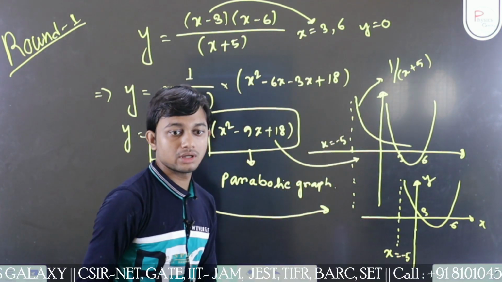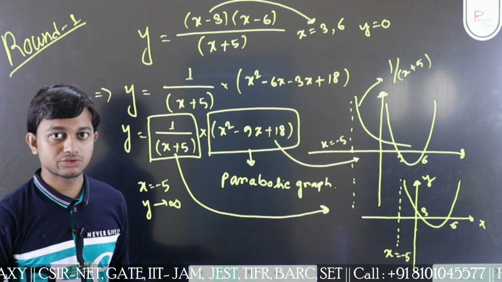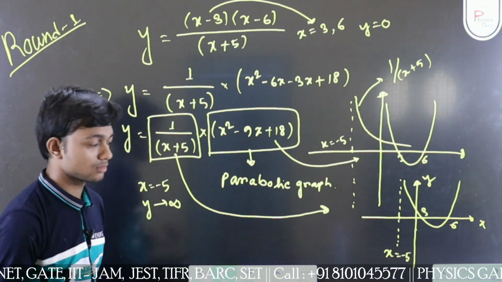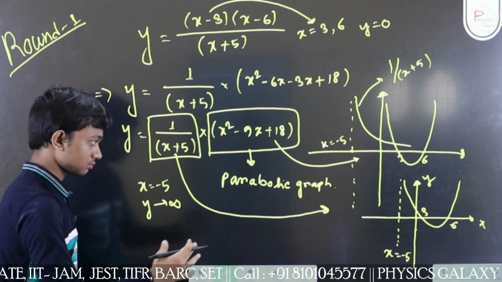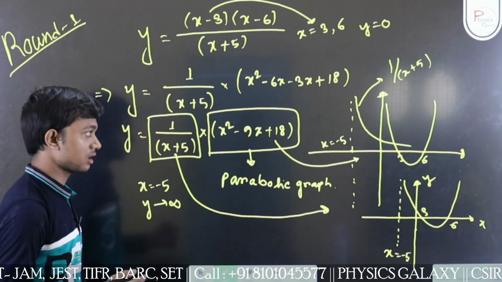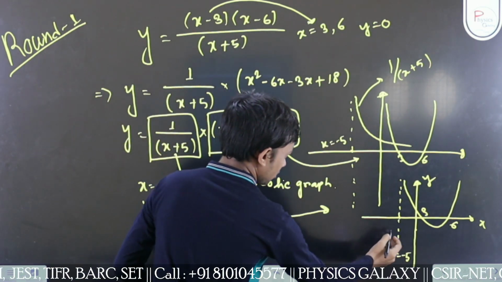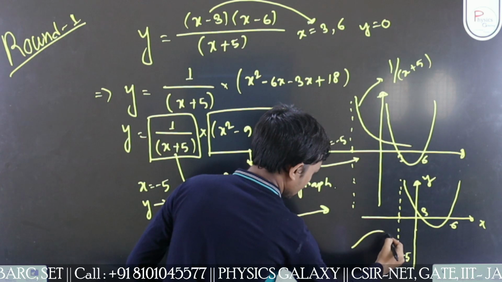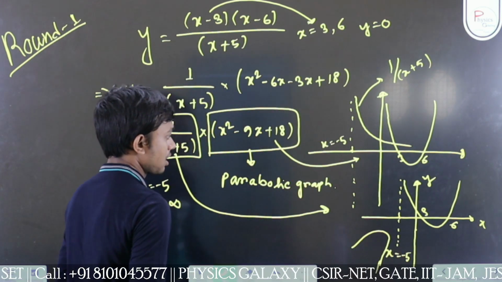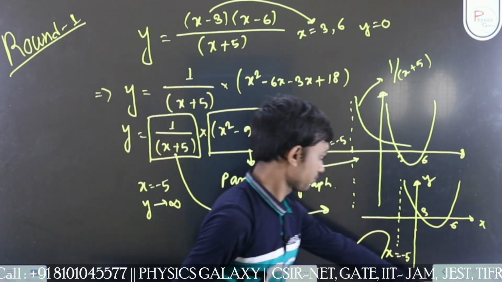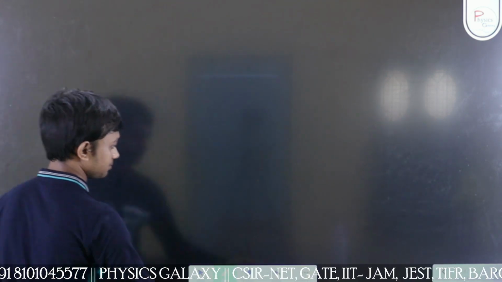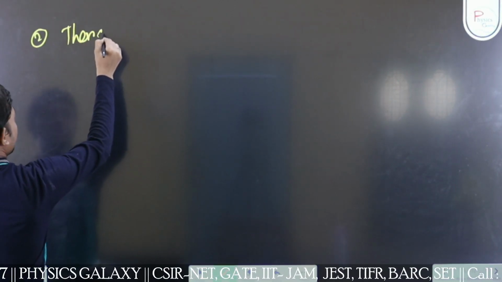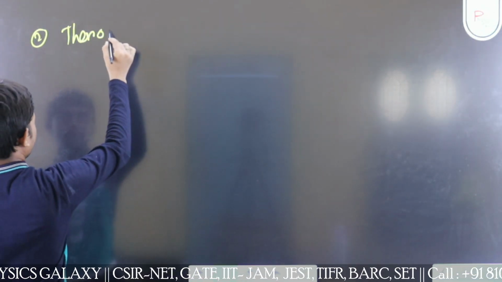For this extension of the question, the professor also asked me what about -5? Means what about less than -5? The graph's behavior will be like this. Then they proceeded to the next question, from thermodynamics and also classical mechanics.